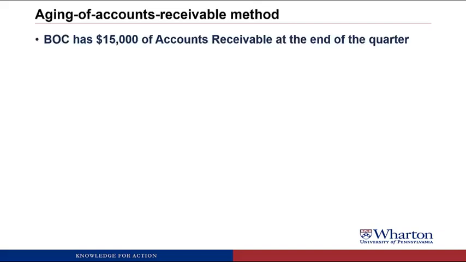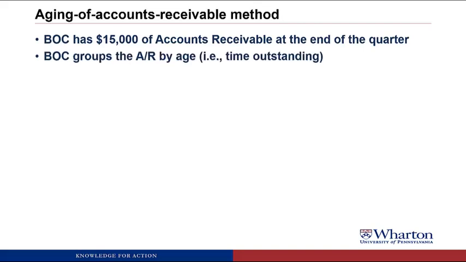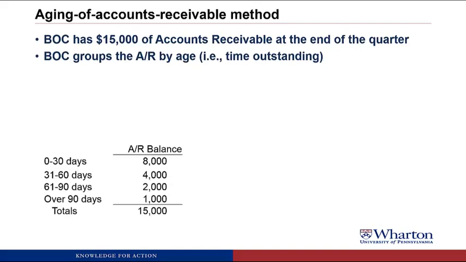So what we're going to do in this case is start with BOC's accounts receivable, which are $15,000 at the end of the quarter. Then we're going to group these accounts receivable by age, in other words, how long they've been outstanding. So of these 15,000, 8,000 have been outstanding less than 30 days, 4,000 from 31 to 60 days, 2,000 from 61 to 90 days, and then 1,000 have been outstanding for over 90 days.